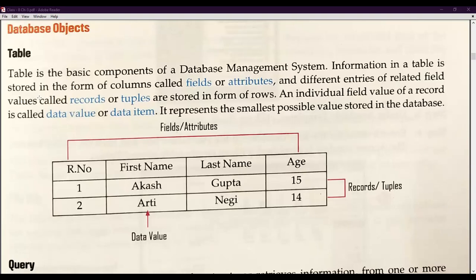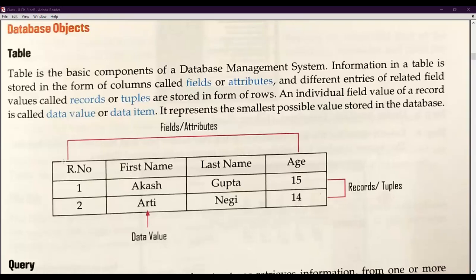Okay, an individual field value of a record is called data value or data item. Supposingly I am working on this Akash, so Akash will be referred as data value or data item. It represents the smallest possible value stored in the database. So this data value is telling that it is the smallest possible value.